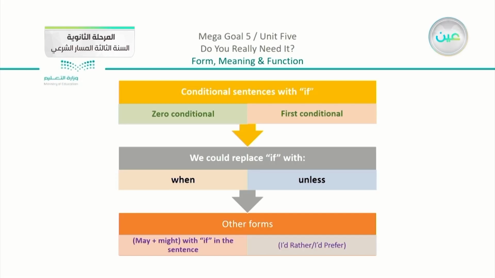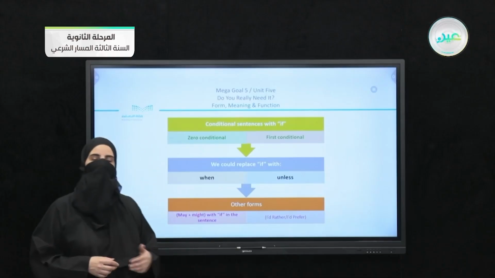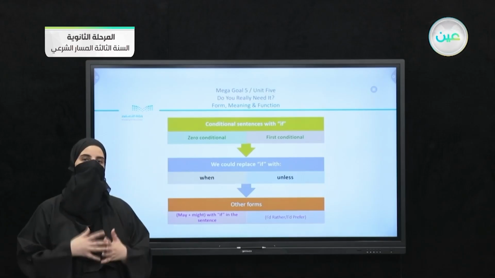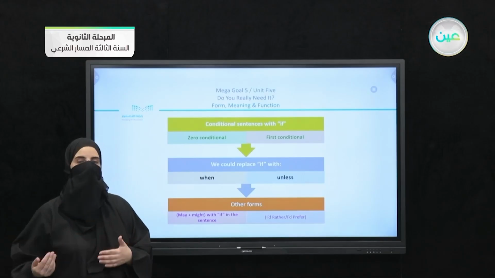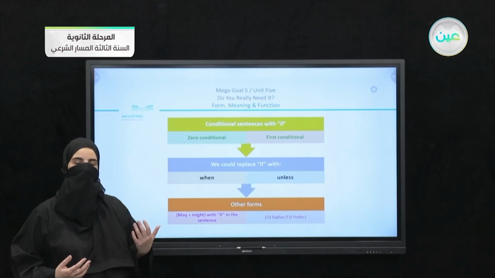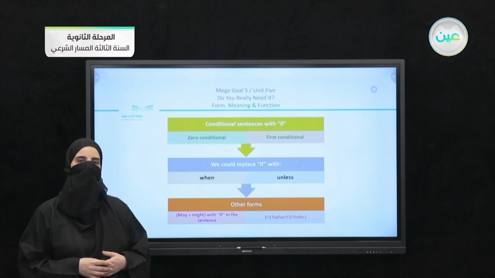And after explaining each structure here, we said that we could replace if using either when or unless in the sentence. But don't forget that when we use unless, the sentence has to have a negative meaning. And we also used other forms. Now we said that we can use may or might with if in the sentence. And I can also use I'd rather or I'd prefer. We have here the I and D together, I'd. They are short for I would. Would is the past tense of will, which is also used with the if clause.